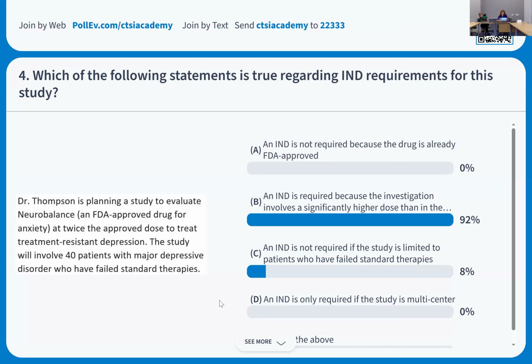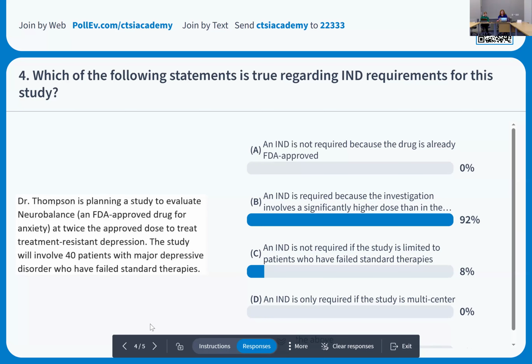All right, so for this one, I would say an IND is required because it's twice the approved dose. Again, you'd have to know additional details on whether that's been studied before, whether there's any additional support to actually determine whether it could be IND exempt. All right, good.